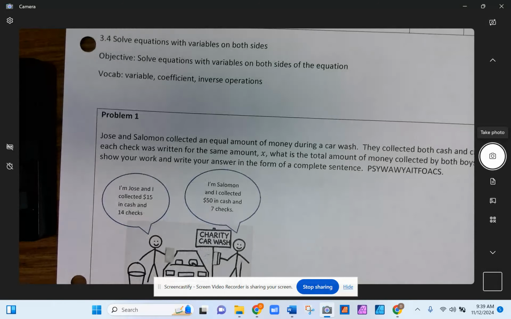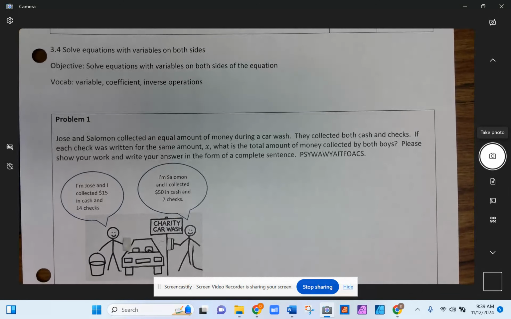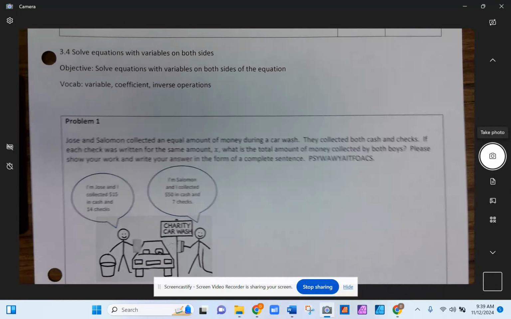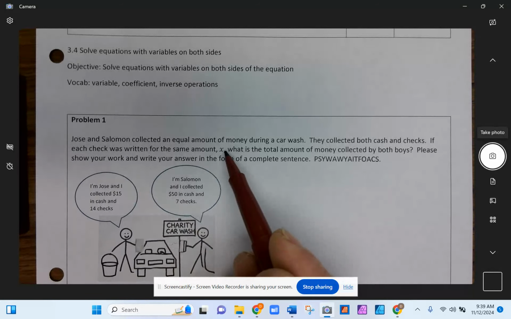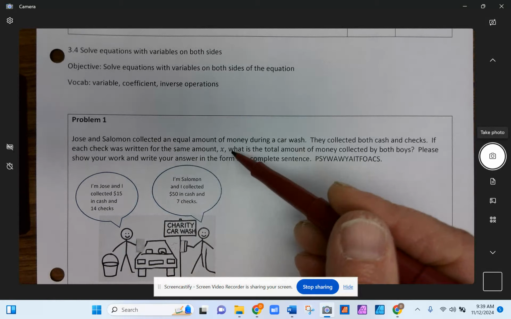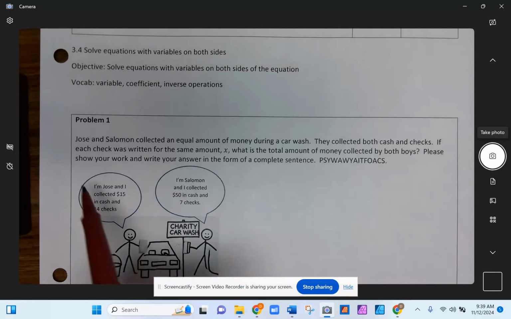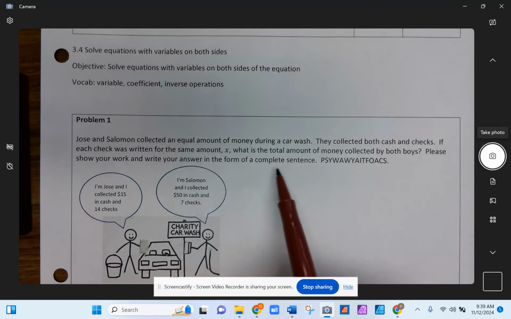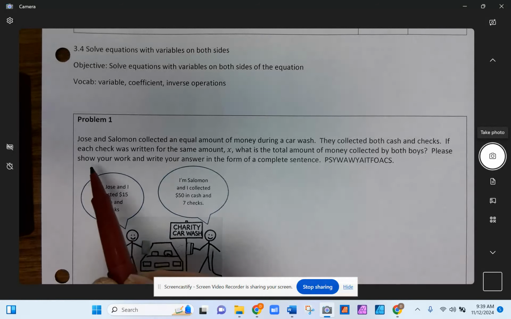So in this first situation here, we have Jose and Solomon doing a charity car wash. They collected an equal amount of money during a car wash. They collected both cash and checks. If each check was written for the same amount, x, that's our variable. What is the total amount of money collected by both boys? Please show your work and write your answer in the form of a complete sentence. That's what PSY is: please show your work.